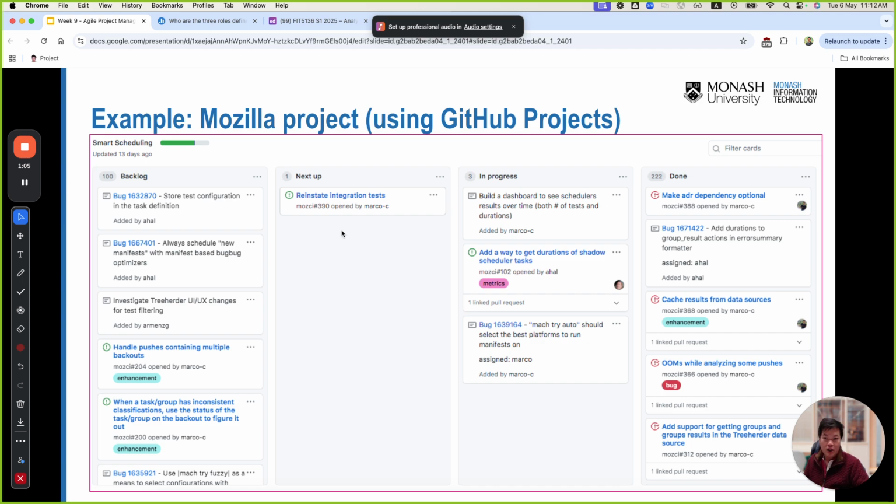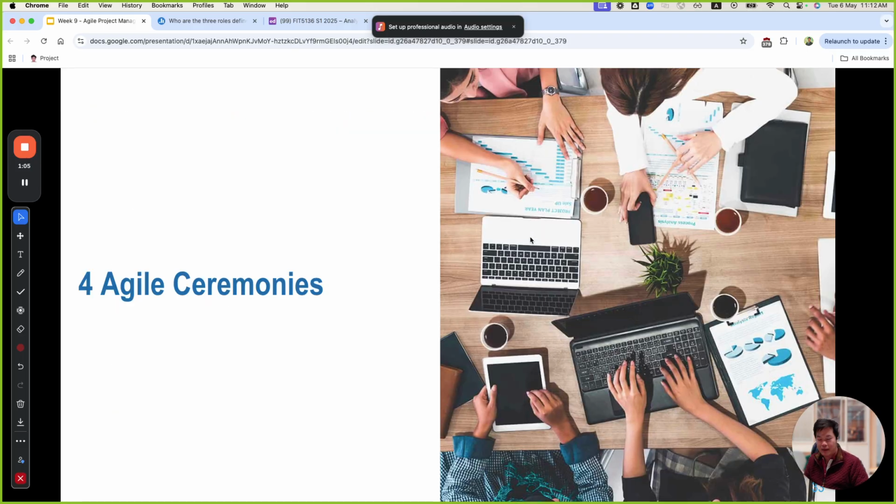So you can move from the backlog. These are the bugs that we need to fix. Next up, this is what we need to do. This is something that is in progress. Once I fix everything and create a pull request, then we move to that. So yeah, that's a Kanban.